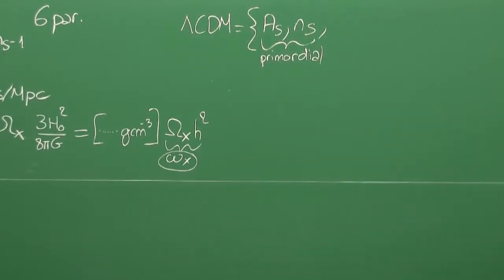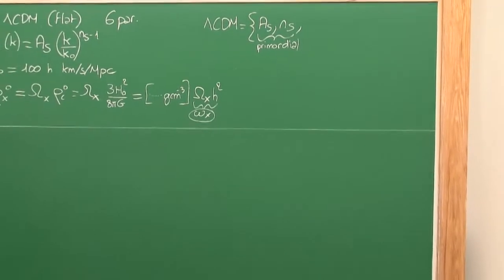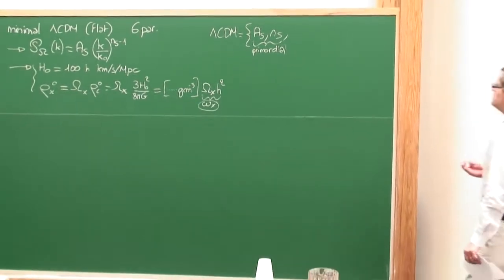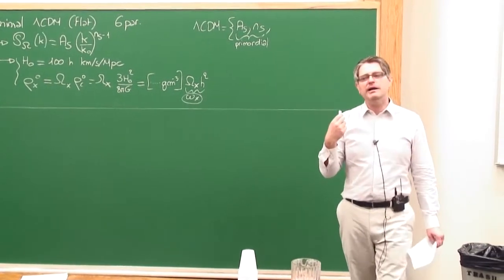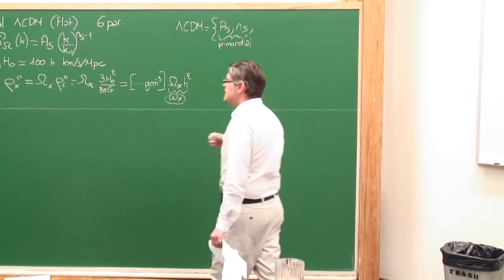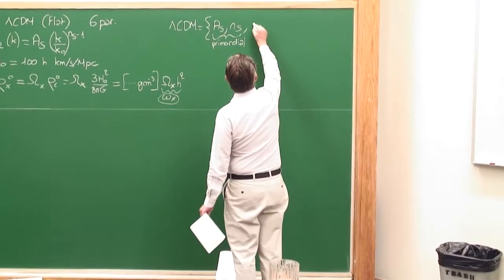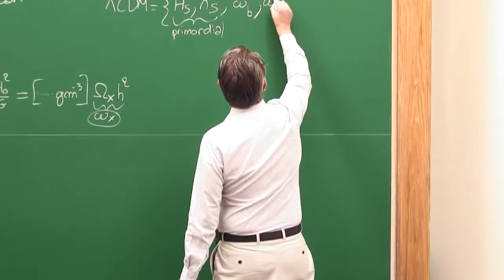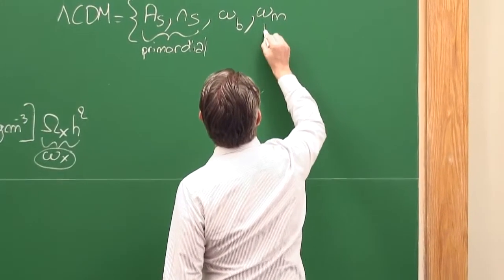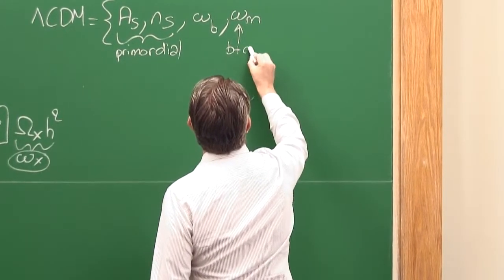Then we have three parameters concerning the composition of the universe. And at this stage, you are free to make several choices of parameters. You can take different bases of parameters. And the one that I will choose is the one which makes it easiest to decompose the effects on the CMB. This basis is omega b for the baryon density, omega m for the total matter, non-relativistic matter density. So these are baryons plus CDM.